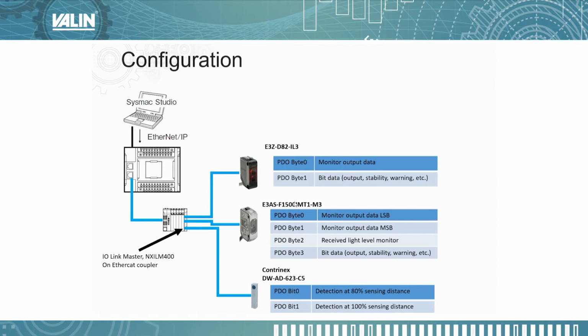The E3AS uses a bit more info. In byte 0 and byte 1, we have the monitor output data. That's the light incident level. We have a received light monitor, and then in the 4th byte, byte number 3, is the bit data. So it's a good idea to know this stuff.